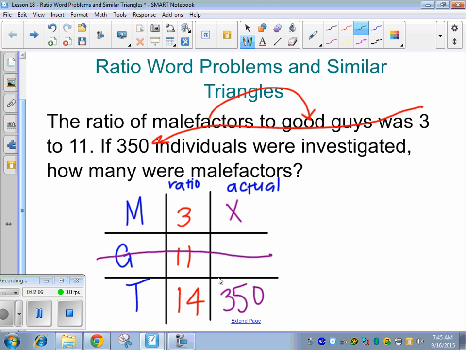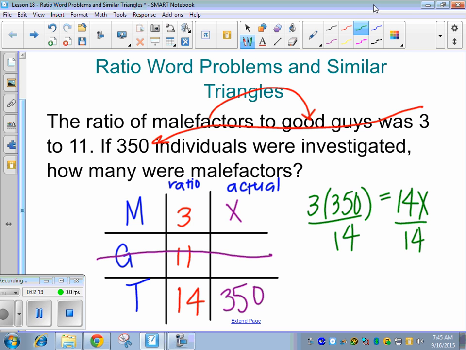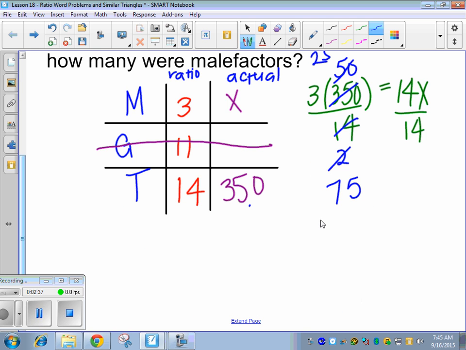Okay? So 3 times 350, cross multiply, is equal to 14x. Divide by 14. Let's see, I know 7 goes into these. That goes into 14 twice. 7 goes into 35 five times, and with a 50. And then I know 2 goes into 50 25 times. And then 3 times 25 is 75 if you don't use a calculator. Okay, so 75.